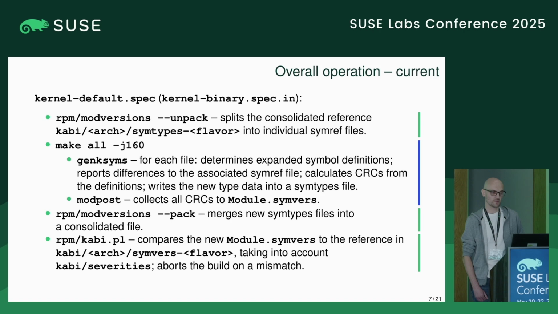This is useful for debugging the process or potentially as a new reference. And finally, another downstream script, kabi-pl, compares all new symbol CRCs with another reference from the KABI location. This operation takes into account the suse-kabi severity rules, and the build is aborted on a mismatch.